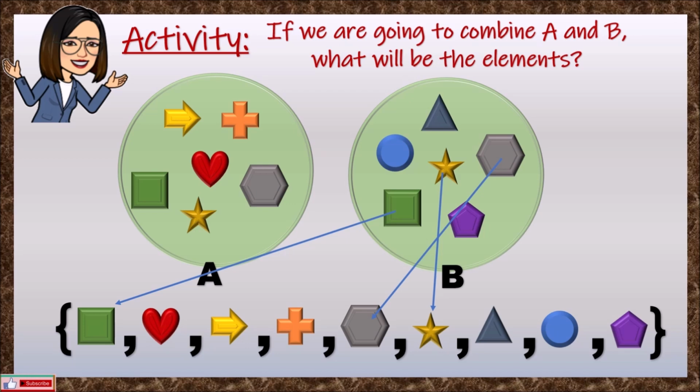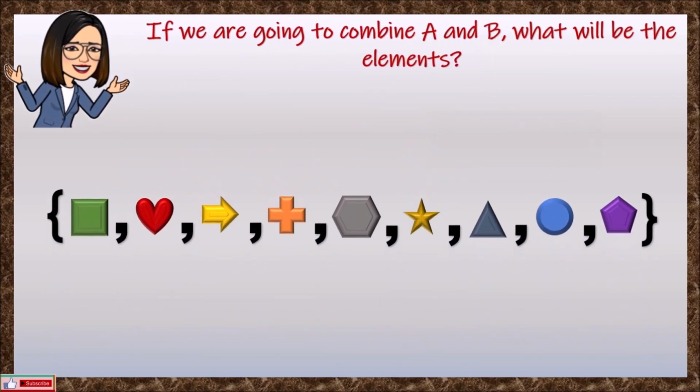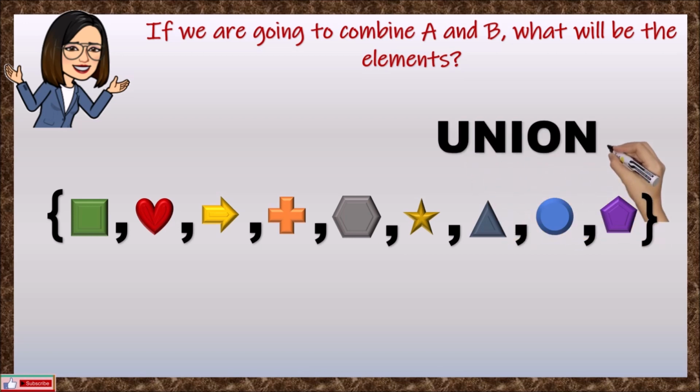Then, we enclose the set we formed in braces again. Therefore, after putting the elements of the two sets all together, we have formed a set with 9 elements. What do we call the set that we formed? Right, it is called union.